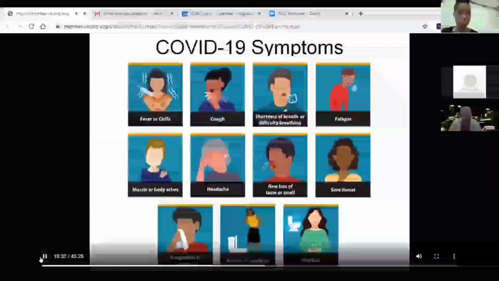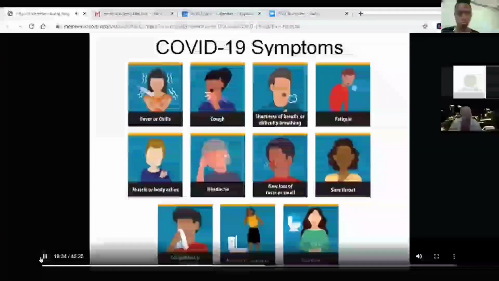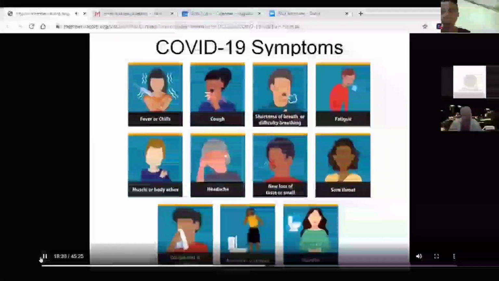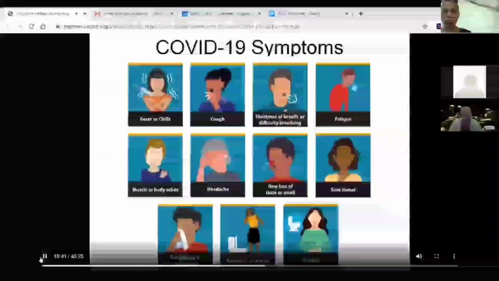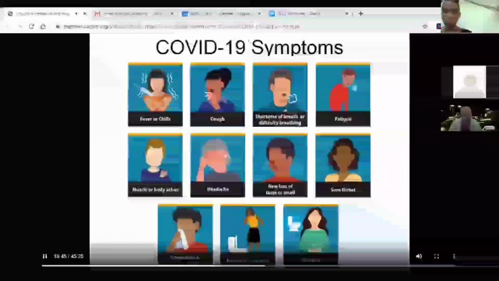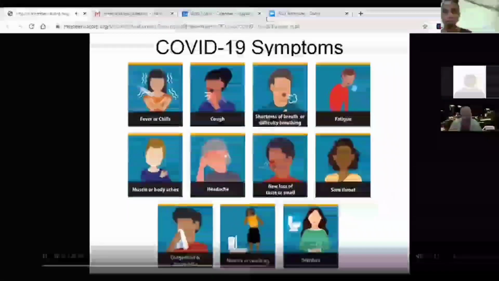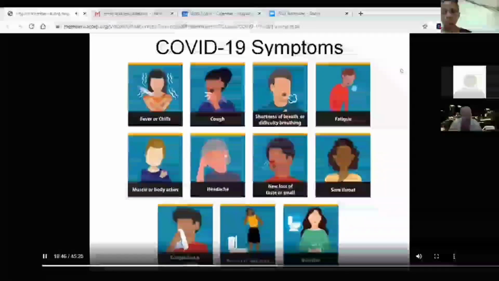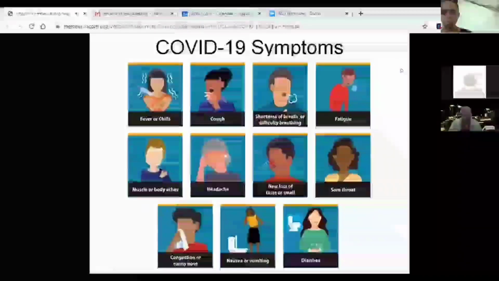Nausea and vomiting, diarrhea, kind of more late arrivals with it. But there's a whole lot of stuff on here. The stuff at the top of the list, the fever, the cough, shortness of breath, those are typically the most common symptoms that have been emerging with this. At the bottom of the list, the nausea and vomiting and diarrhea, those are much more rare, but could potentially be associated with the virus as well.